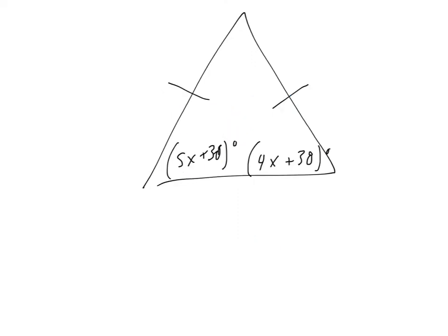Alright, here's one kind of like the first one. So these two sides are equal, right? So the angles across from them have to be equal. So it makes these equal to each other. Well, if those are equal, how do we solve for x? We set them equal to each other.